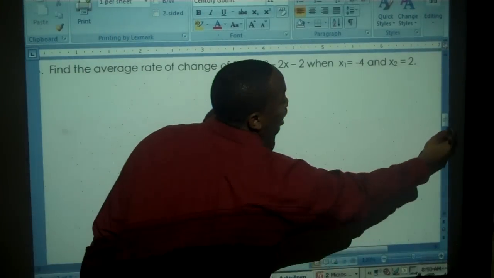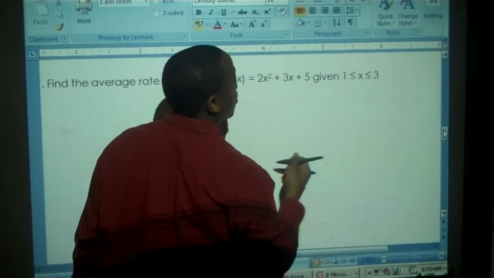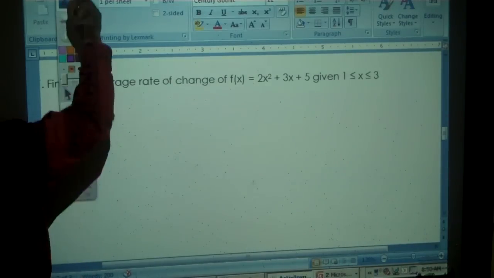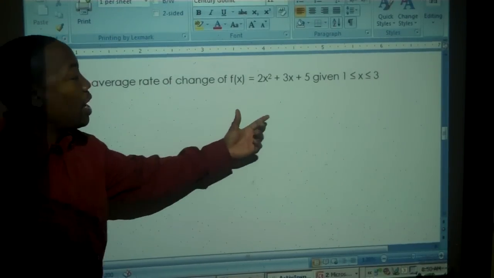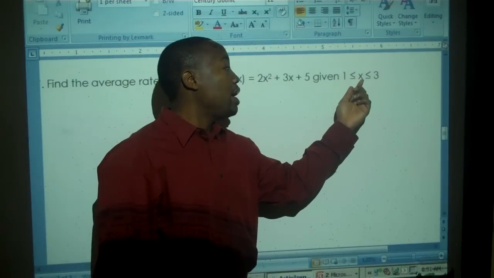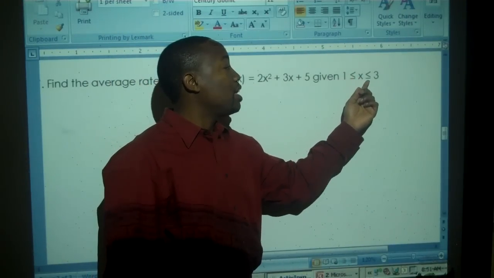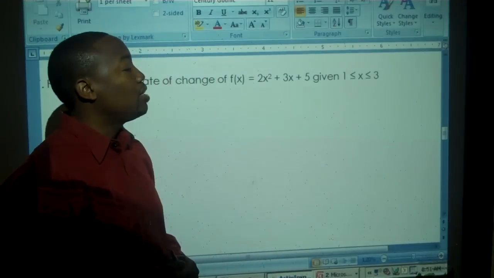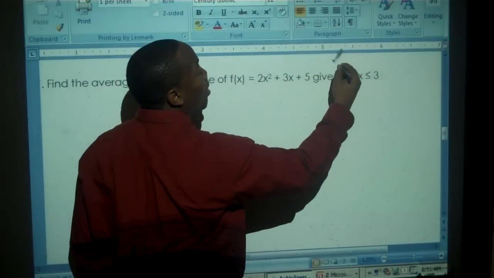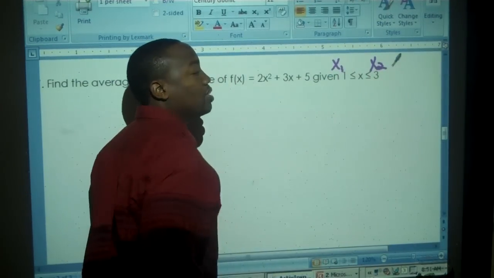Another way you might see the average rate of change is just like this. Same concept though. We have an equation given, where x is greater than or equal to 1 and x is less than or equal to 3. In this situation, the 1 is going to be my x1 and the 3 is going to be my x2. So we do the same process.